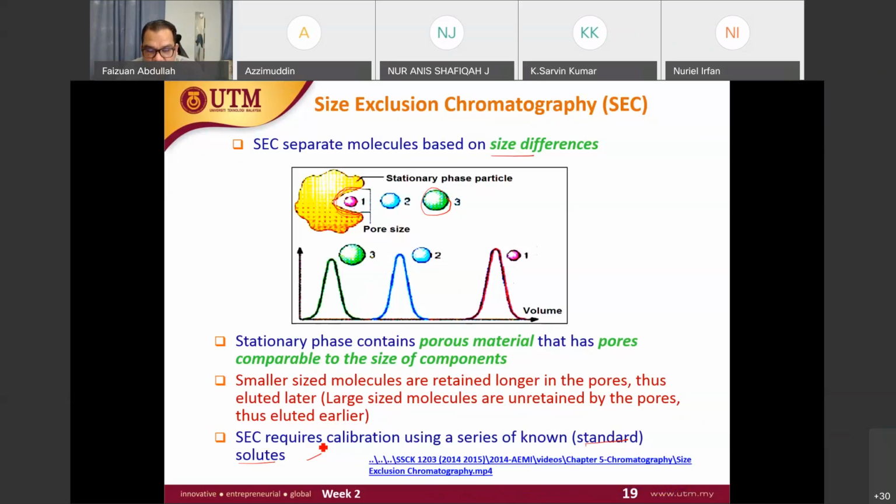But we need to calibrate with the known calibration standard. So the calibration standard should have different sizes. We know our calibration 1 has size 1, calibration 2 has size 2, and calibration 3 has size 3. So we calibrate the instrument, and then the instrument knows exactly the size representing what type of compound.